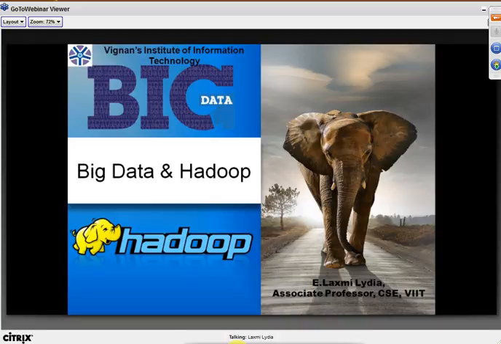We will have a discussion regarding Big Data and Hadoop. What is Big Data and how Hadoop plays a vital role in Big Data analysis. All these things we are going to discuss in today's topic.